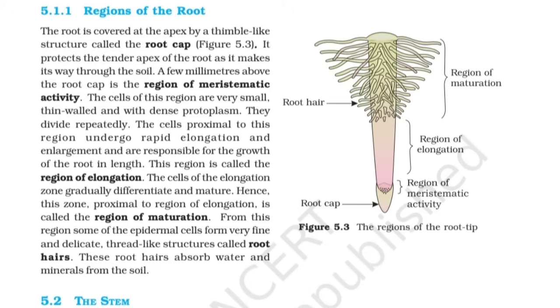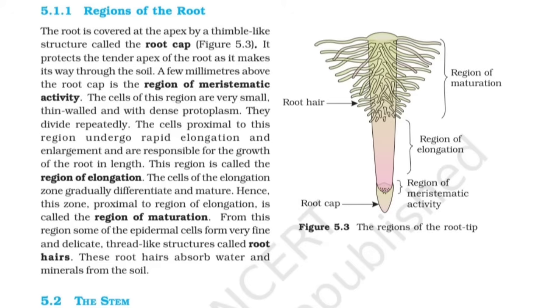A few millimeters above the root cap is the region of meristematic activity. The cells of this region are very small, thin-walled, and with dense protoplasm. They divide repeatedly. The cells proximal to this region undergo rapid elongation and enlargement and are responsible for the growth of the root in length. This region is called the region of elongation.